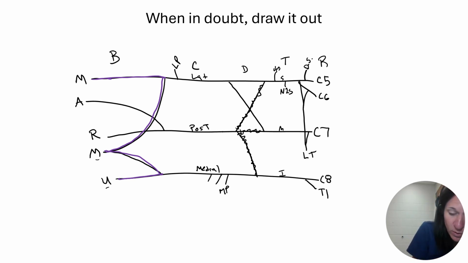Then from the posterior cord, we get upper subscapular, thoracodorsal, and lower subscapular. And there we have it.